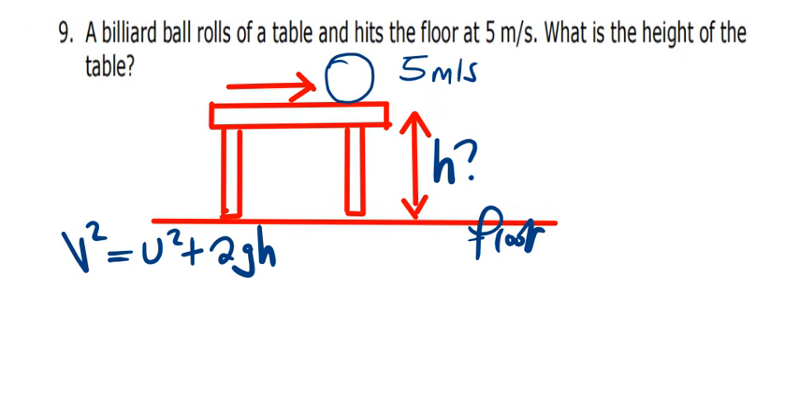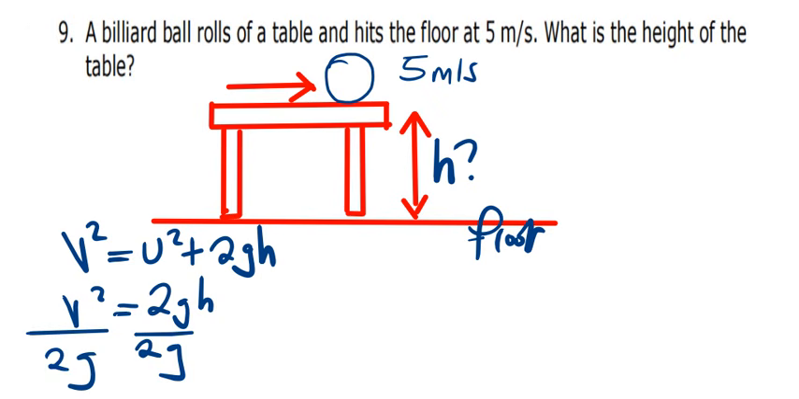Now our initial velocity is going to be 0, so the v squared in this case will be equal to 2gh. Now have we been given the velocity? Of course, we've been given it, it is 5. So all we have to do is just find the height. So we're going to divide by 2g on both sides. Therefore the height will be equal to v squared over 2g.